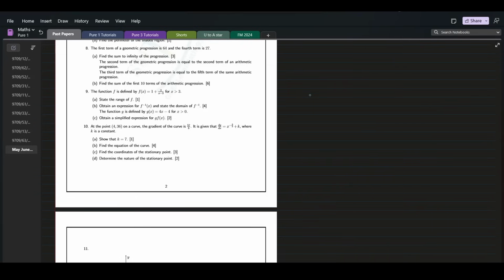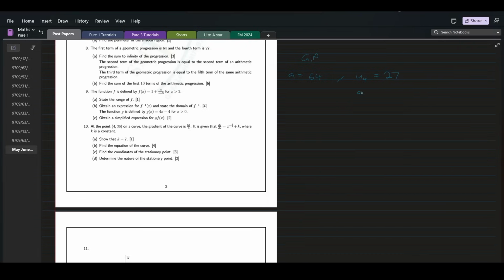Let's move on to question number 8. The first term of a geometric progression is 64 and the fourth term is 27. Part A, find the sum to infinity of the progression. Okay, so we've got a GP, and we are given that the first term, A, is 64, and we are also given that the fourth term, U4, is equal to 27.